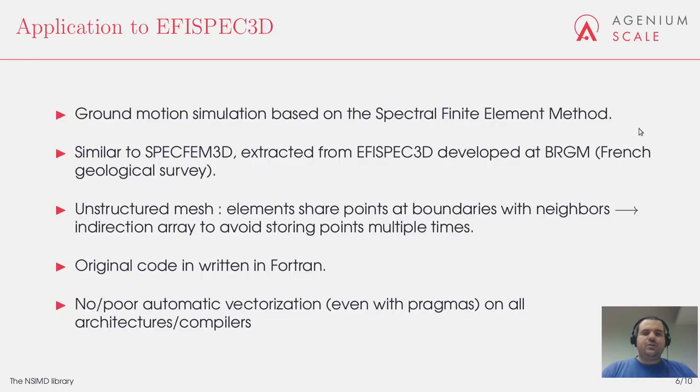So we have also inserted NSIMD inside EFISPEC3D. EFISPEC3D is a ground motion simulator. It's based on the spectral finite element method. It was developed at BRGM, the French Geological Survey. Its original code was written in Fortran, and no compiler is able to auto-vectorize the code well. This is due to the fact that the code uses an unstructured mesh. Therefore, you have a lot of memory indirections before getting your data for doing computation.